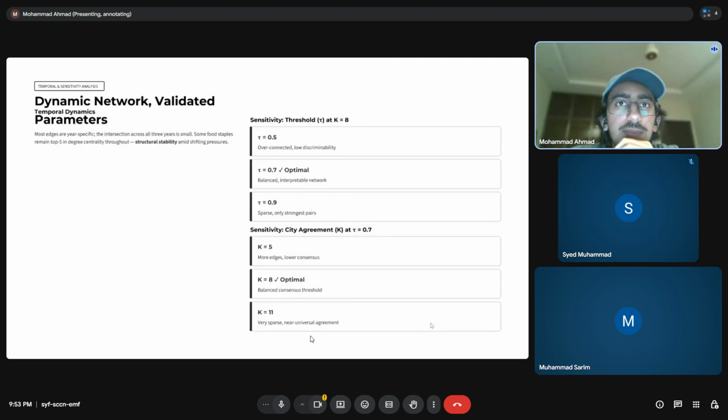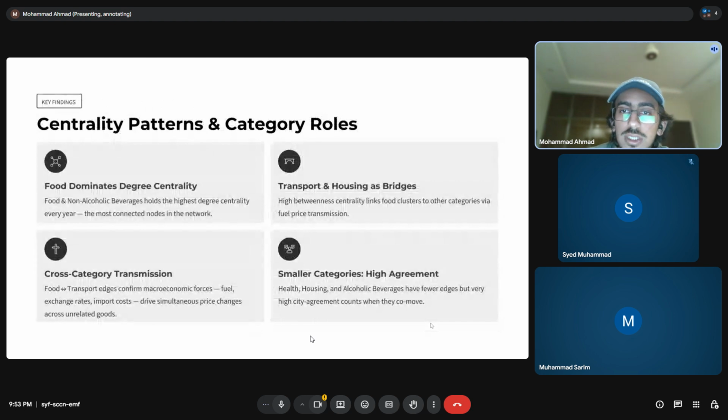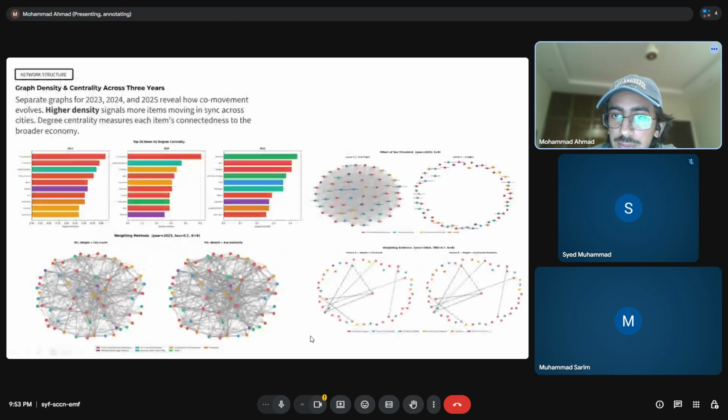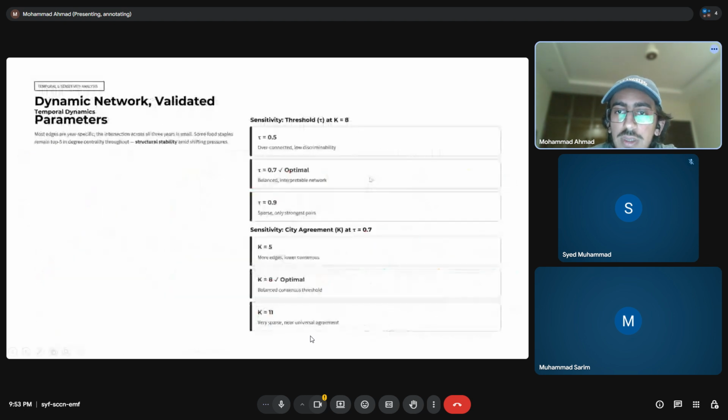For sensitivity, we tested tau and k. For tau at 0.5, the network is too dense, and at 0.9, it's too sparse. And at 0.7, we get a balanced, interpretable network. As Sarim told us earlier using this graph, as you can see here, top right corner. Coming back, for k, a value of 5 allows too many weak connections, 11 is too strict, and 8 gives the right balance. So both parameters are justified by the data, not chosen arbitrarily.